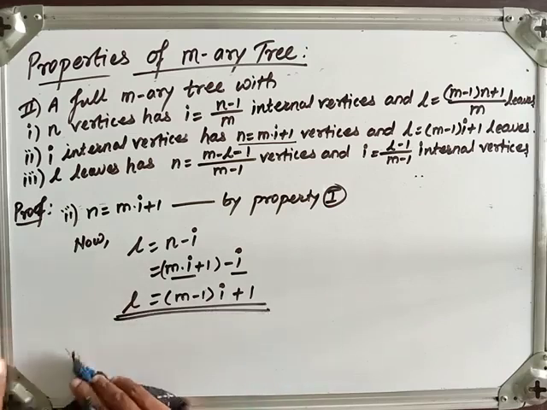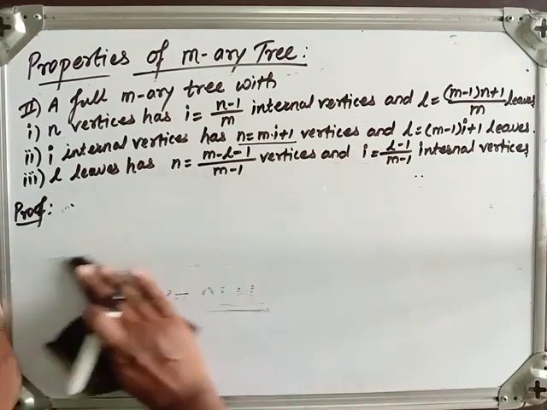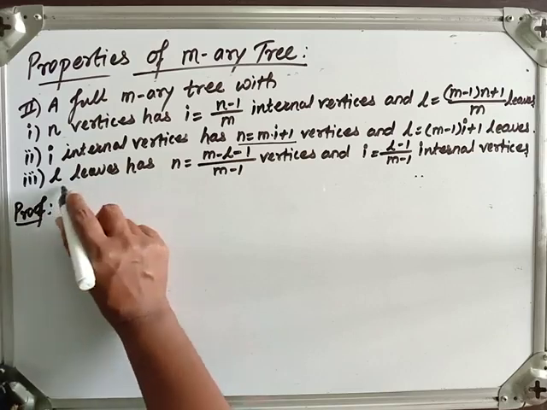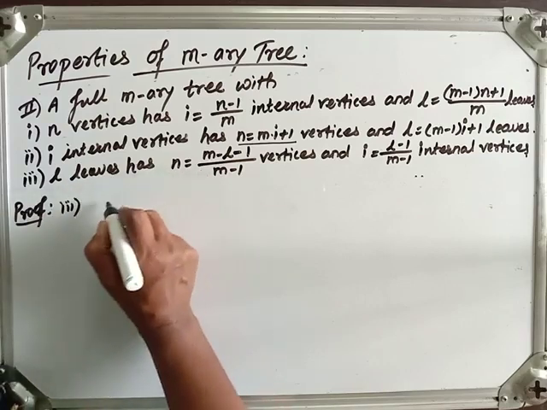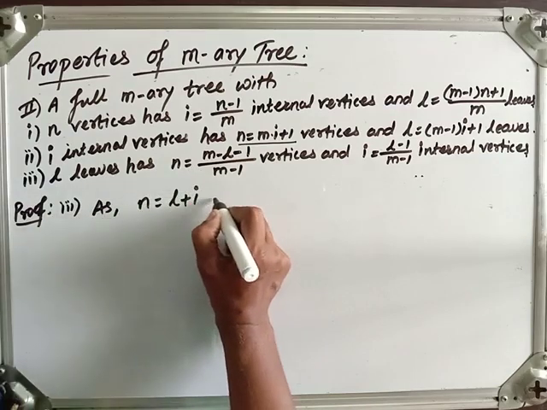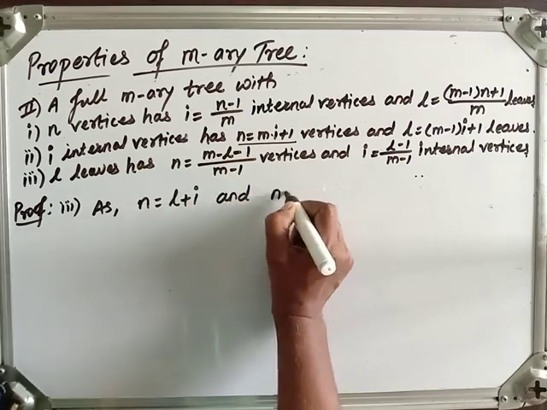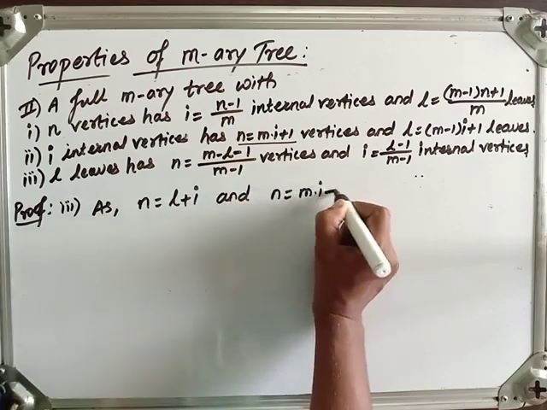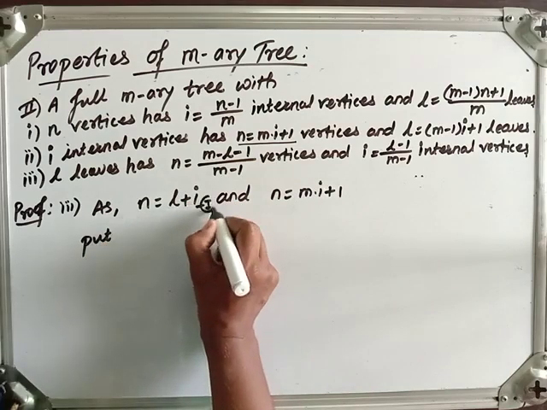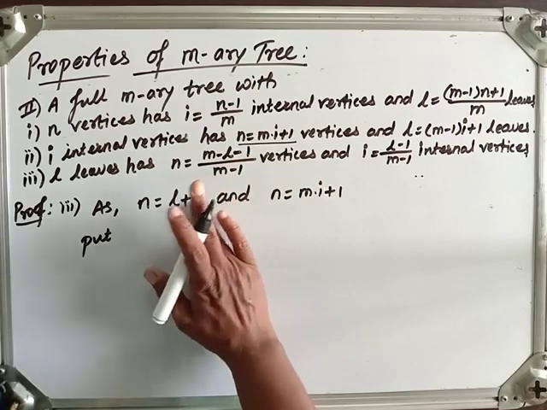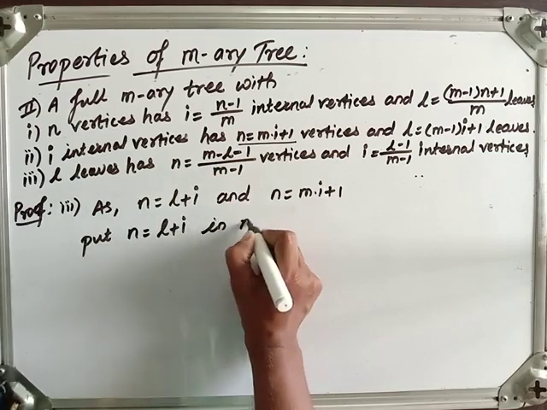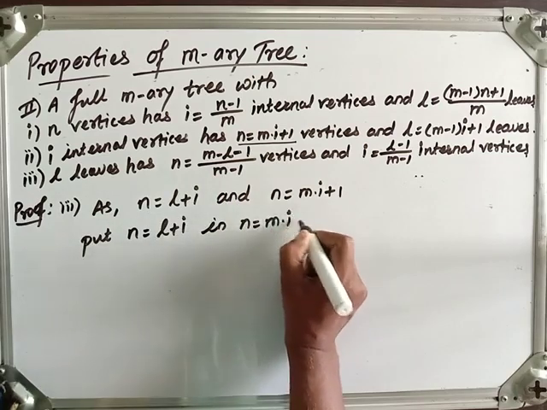Now let's see the next one, third. The proof of the third one. What does the third say? l is known now, right? So n is l plus i, and n is m into i plus 1 also. So put, let it be 1, n equal to l plus i in n equal to m into i plus 1.